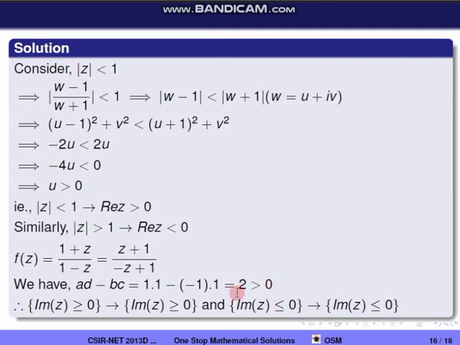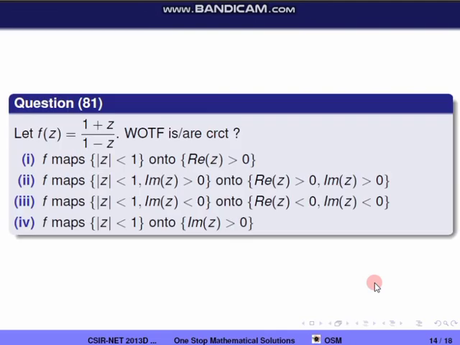So greater than 0 means imaginary z greater than or equal to 0 is mapped to imaginary z greater than or equal to 0, and imaginary z less than or equal to 0 is mapped to imaginary z less than or equal to 0. So now we'll check the correct options. So we got mod z less than 1 is mapped to real part greater than 0, and mod z greater than 1 is mapped to real part less than 0. So we got the first option correct, third option wrong, fourth option wrong, and we got imaginary z greater than 0 is mapped to imaginary z greater than 0. So options 1 and 2 are correct.